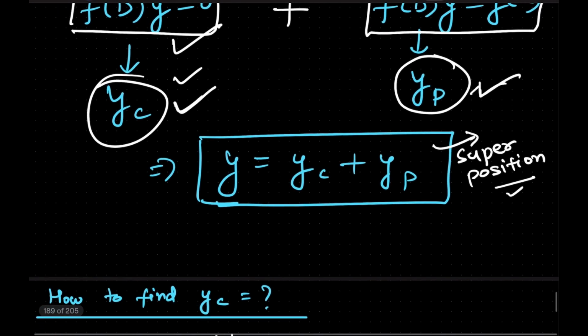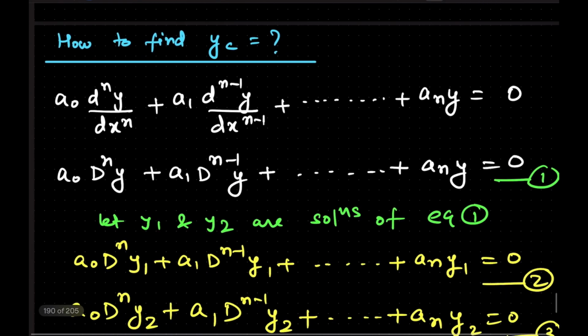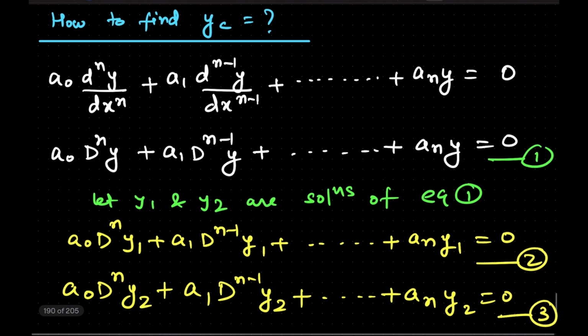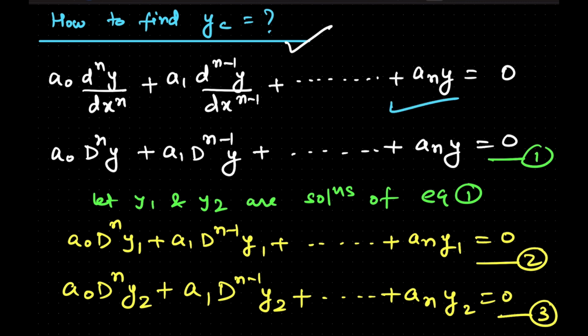Now we will discuss the proof of how to find y_c, the complementary function or the complementary part of the solution. This is our general equation. For convenience, I have replaced it in simple terms, replacing D with d/dx and so on. So you can see this equation. This is our equation number 1.